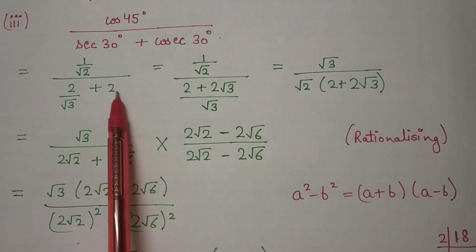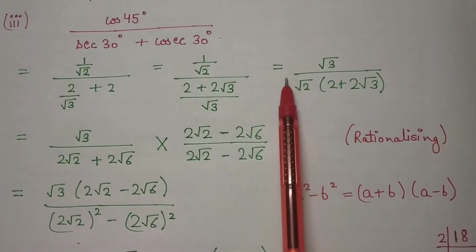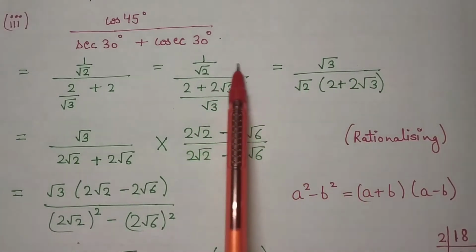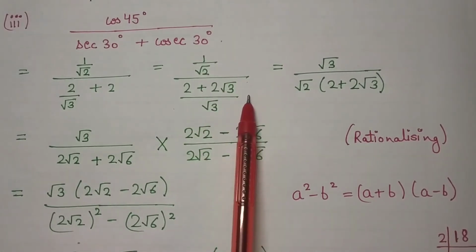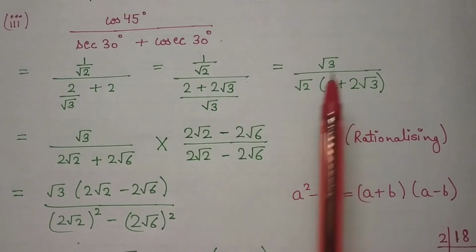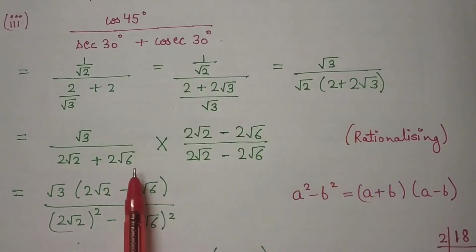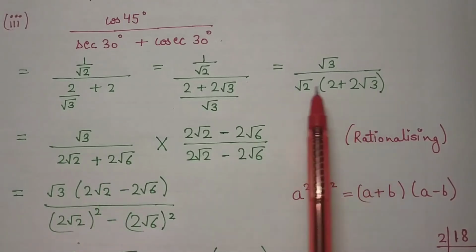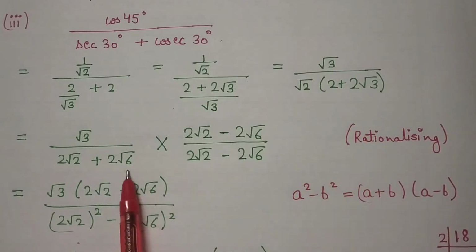When I take the LCM it will get multiplied here, 2 root 3. Now this denominator will go upward and this will go in the denominator. Root 3 becomes the numerator. Root 2 multiply 2 plus 2 root 3. Now this is an equation. I have multiplied root 2 with the bracket: 2 root 2 plus root 2 multiply root 3 is root 6.